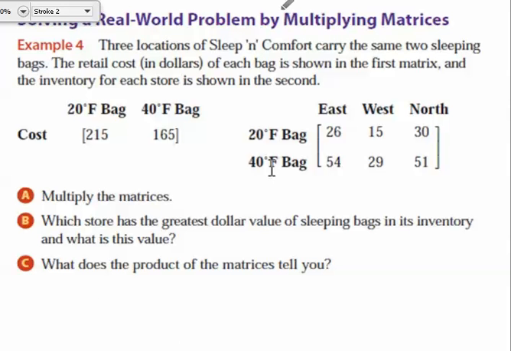Okay, so a real-world problem of multiplying matrices. 3 locations of Sleep and Comfort carry the same 2 sleeping bags. The retail cost in dollars of each bag is shown in the first matrix. Okay, retail cost. And the inventory for each is shown in the second. So same things, 20 by 40 bags, these 3 locations. They want to multiply the matrices together. So we were going to multiply 215 times 26 and 165 times 54. Does that make sense? Sure it does.